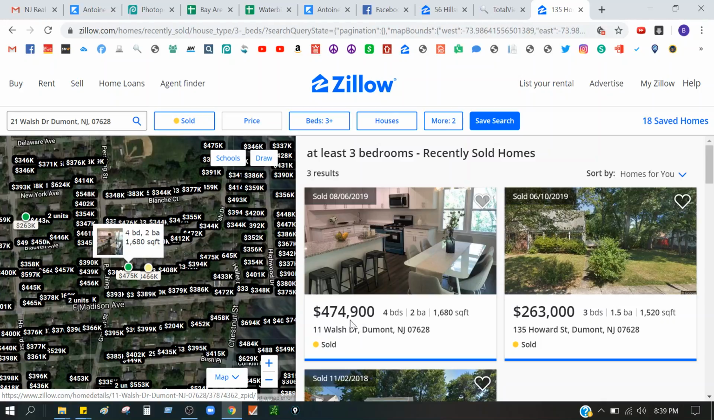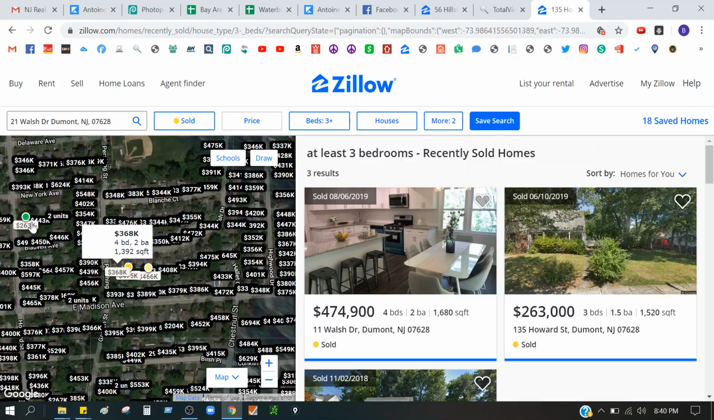474.9. So that's what they got for that one. So basically that was it. Man, I was trying to get this deal. Okay, so either way, you can see both of them sold for that's pretty much high market.